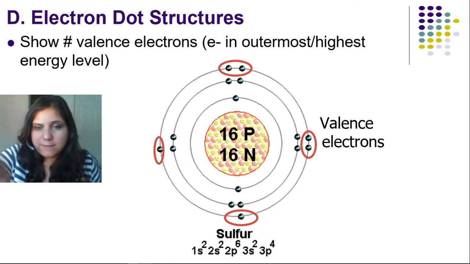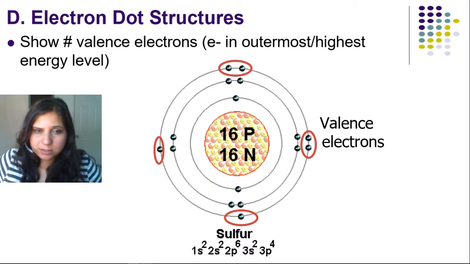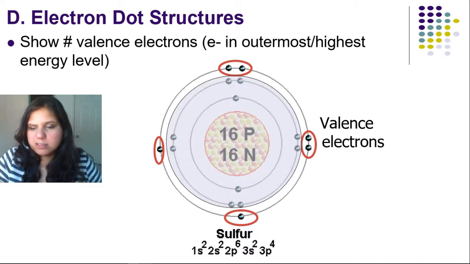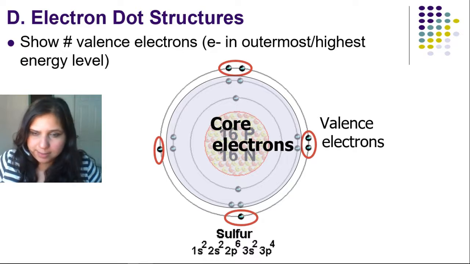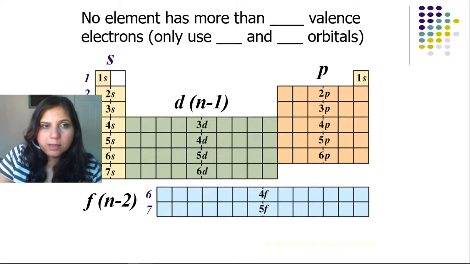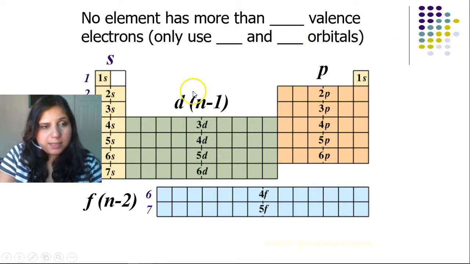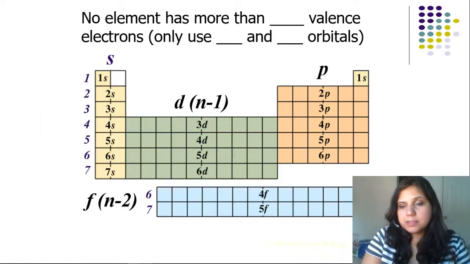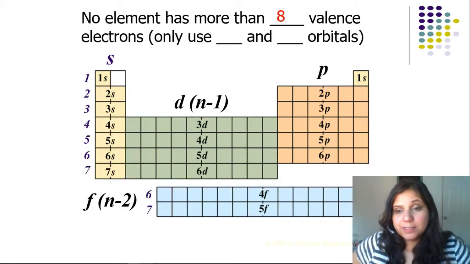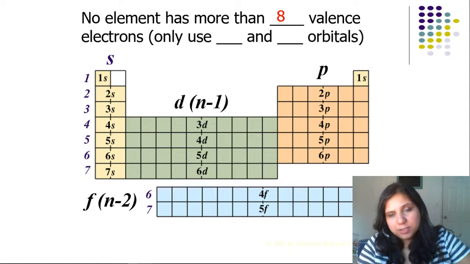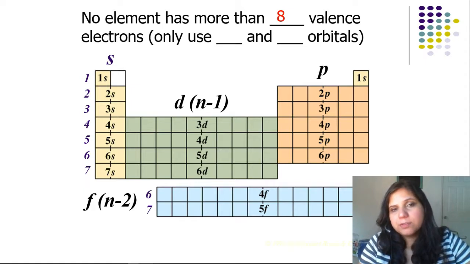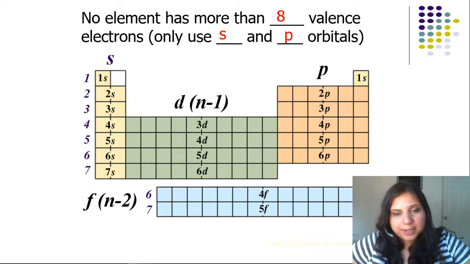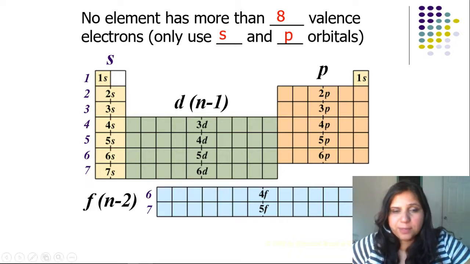Okay, so those are the valence electrons that sulfur has. It has 6 valence electrons in total. These are just the core electrons. They're the ones on the inside. Note that elements do not have more than 8 valence electrons. This is because we're only pulling from the highest energy levels, and the highest energy levels occur only in the S's and the P's. Remember that D block is behind by 1, and F block is behind by 2.